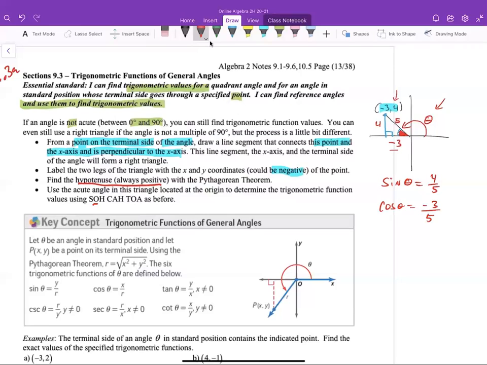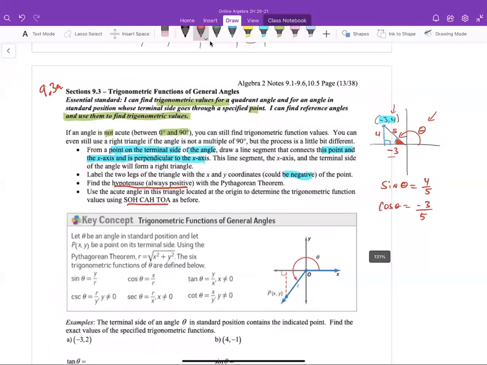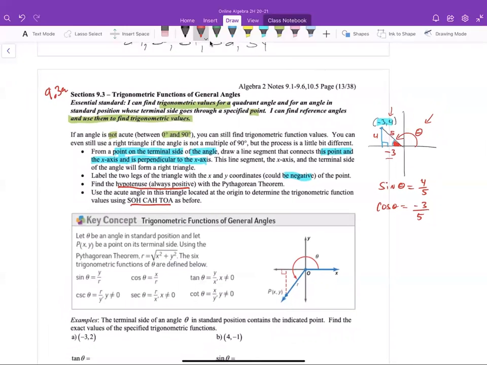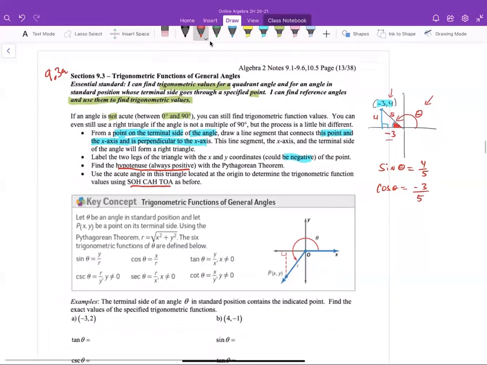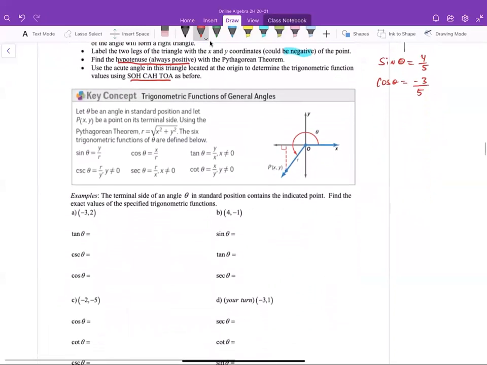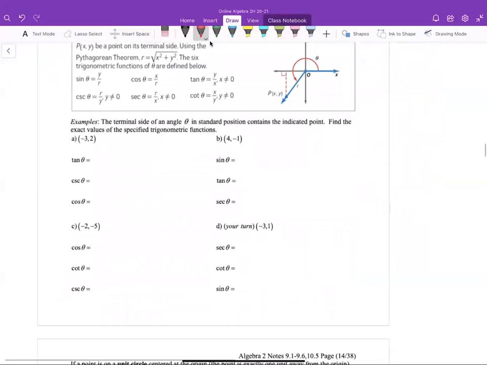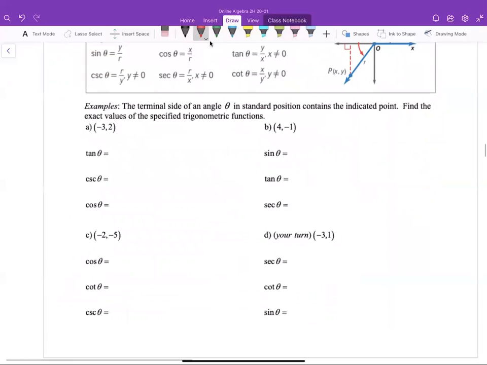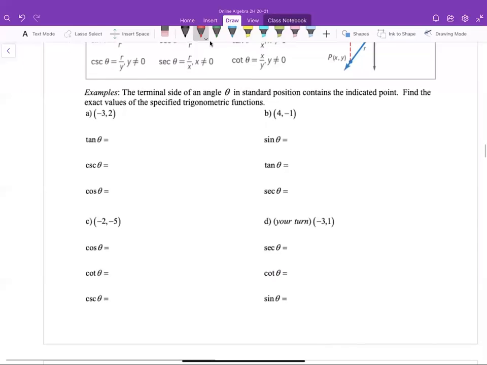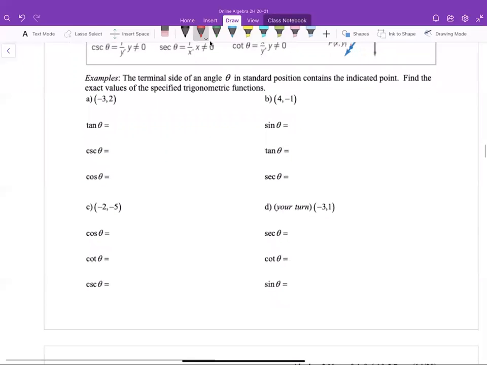So this is just like we would do before, except we are paying very close attention to the length of each side and whether or not it's positive or negative. Okay, so we're using the reference angle, but it will actually give us the value of the angle of interest. So here we go.